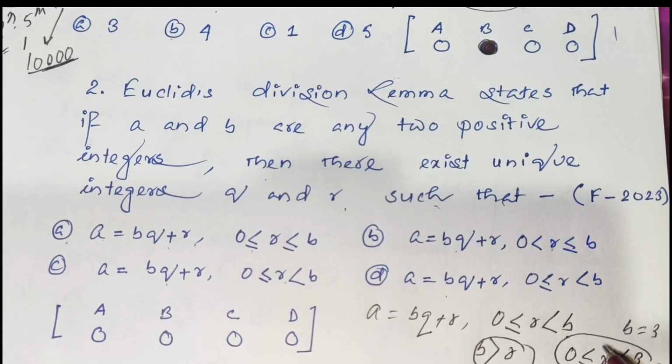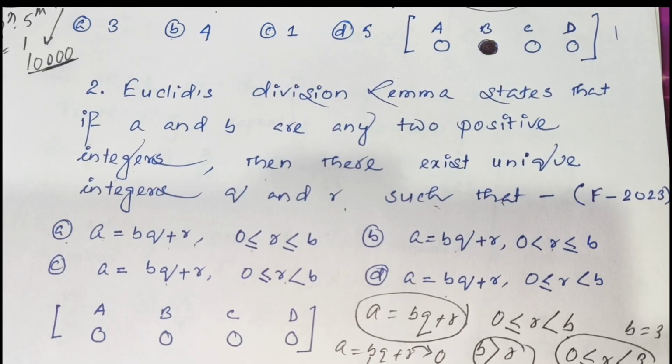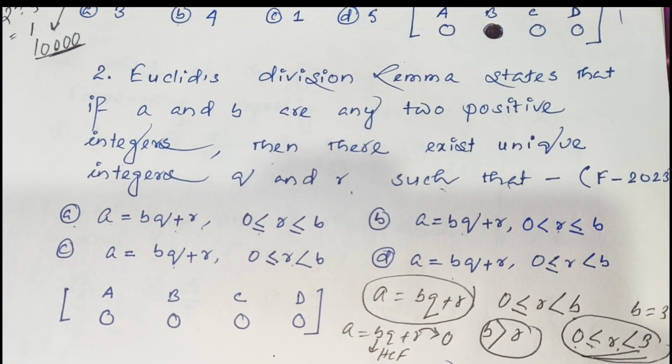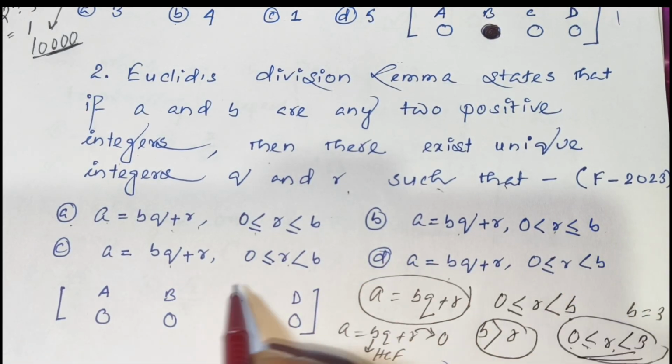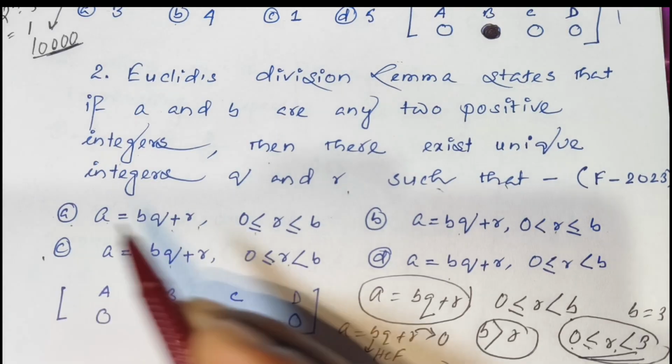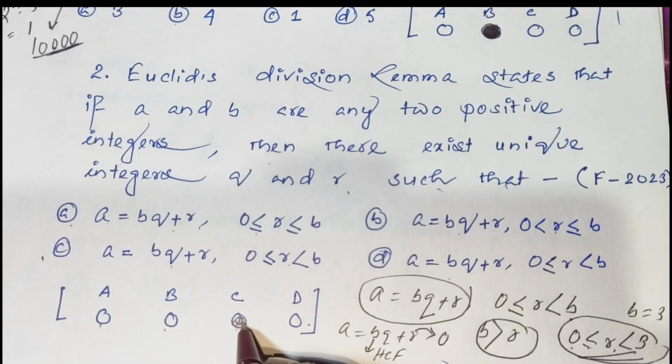Then afterwards, there exist a = bq + r. When a = bq + r and the value of r = 0, that time the value of b equals the required HCF. HCF means highest common factor. Now the correct option is option C. Option C will be correct. Now we have to shade it like this: A, B, C, D. These are the bubbles, like that. You will get it in final examinations like an OMR sheet. You have to fill it like this.